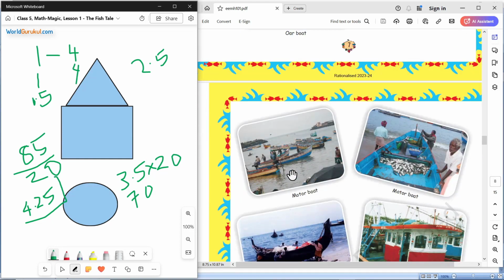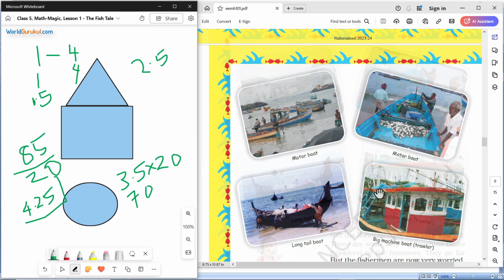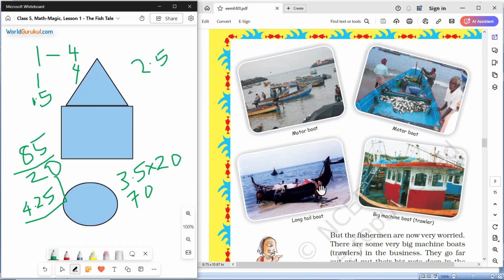These are the motor boats. So they will have a diesel motor that is attached and which propels the boat to move forward. And this is the fish. And for easy navigation, some boats have long tails. They move easily through the waters.